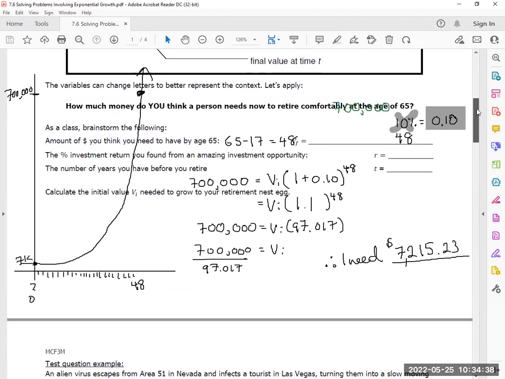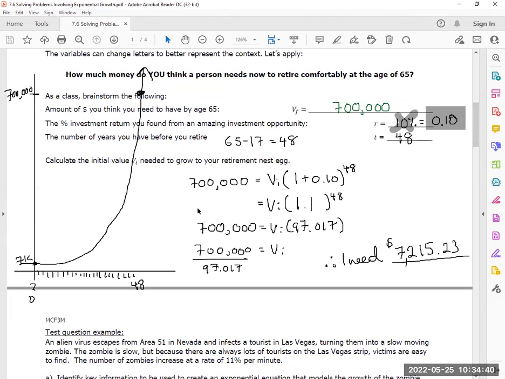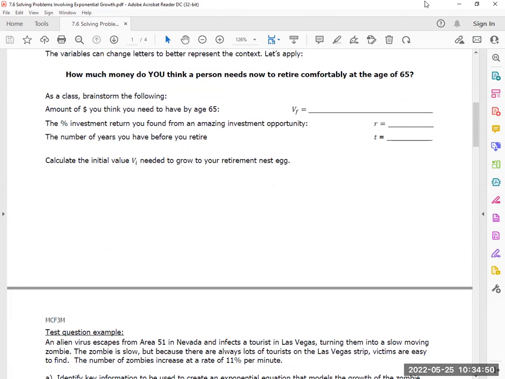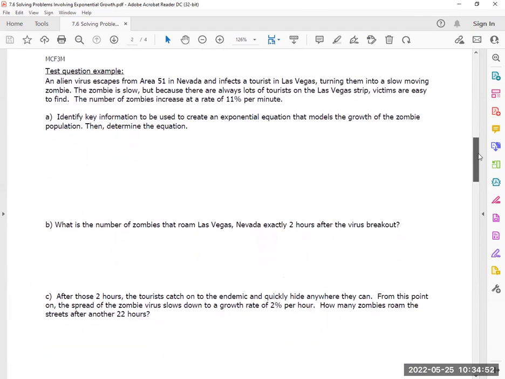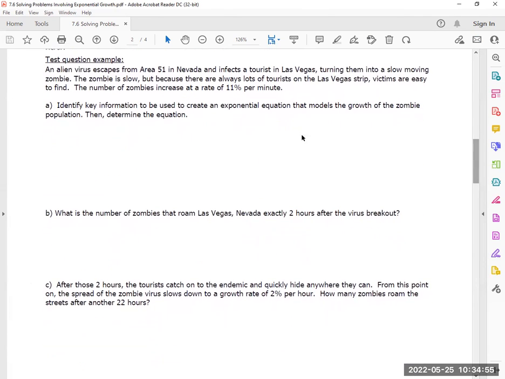Let's try it one more time. And again, this time it's not going to be money, this next example, but I want you to consider how it can just explode if you give it enough time. Here's the next one. Here's a fun one. I actually put this on a test a long time ago. An alien virus, okay, so sort of like, think of it as COVID, but turns into an alien. An alien virus escapes from Area 51 in Nevada and infects a tourist in Las Vegas, turning them into those slower Hollywood zombies. With me so far? Can you picture it in your head?